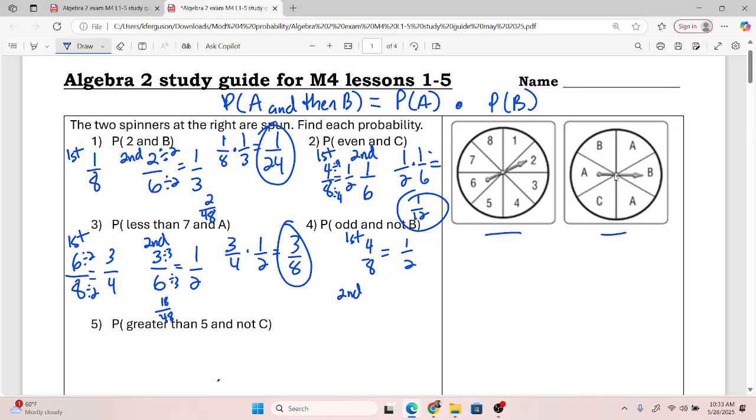So if I look at, I got 6 total possibilities and I want not B. So I don't want this and I don't want that. That means I've got 1, 2, 3, 4 possibilities. So my second is 4 over 6. And 4 over 6 can be reduced. I can divide by 2, top and bottom, and get 2 over 3.